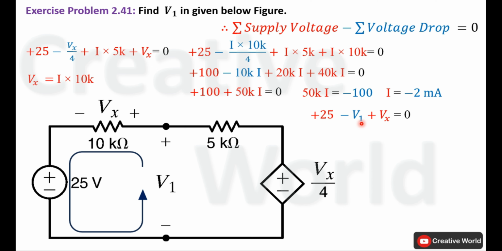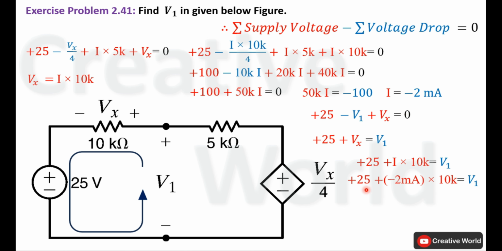Inside this equation we are interested to calculate the value of V1. Place this minus V1 on the other hand side of equal to make it positive, and replace Vx with its value, that is I multiplied by 10k. Inside this equation we know the value of current I that we have calculated in previous step. Value of current I is minus 2 milliampere. So replace I with its value. The equation will become plus 25 plus minus 2 milliampere multiplied by 10k equal to V1.